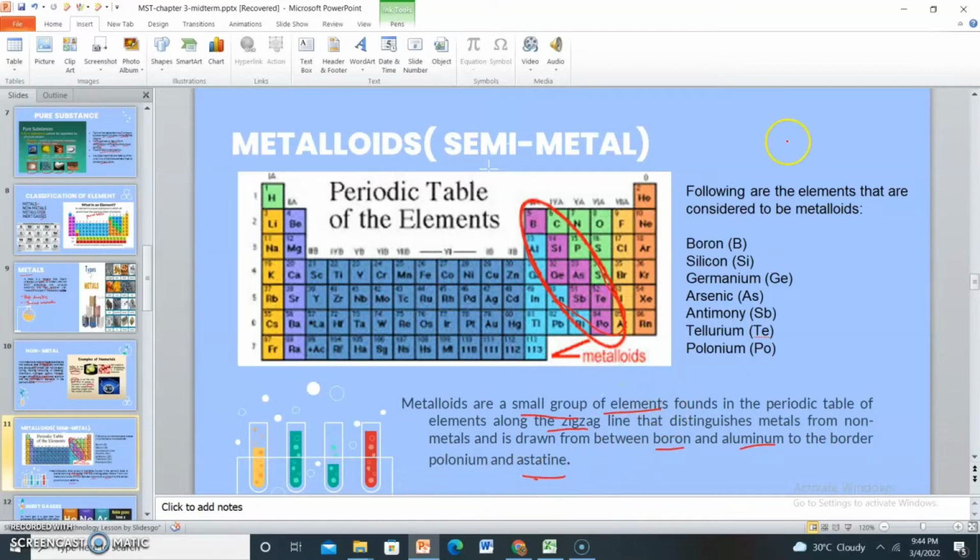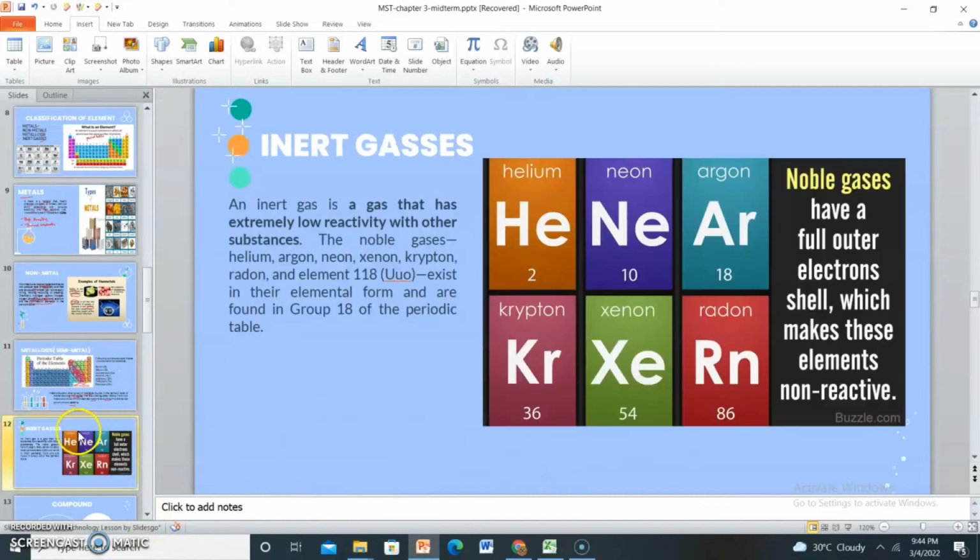So for example of metalloids, that is boron, silicon, aluminum, arsenic, antimony, plutonium, and polonium. So that is the semi-metals or metalloids. That is also high ionization energies. Poor thermal conductors and poor electrical conductors. That is metalloids. The next one is the inert gases.